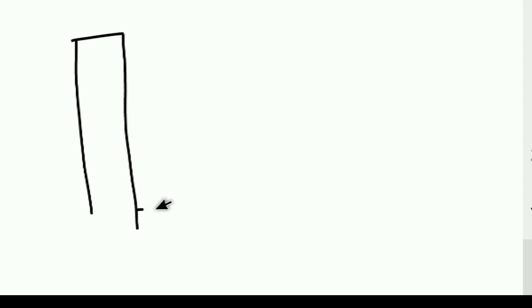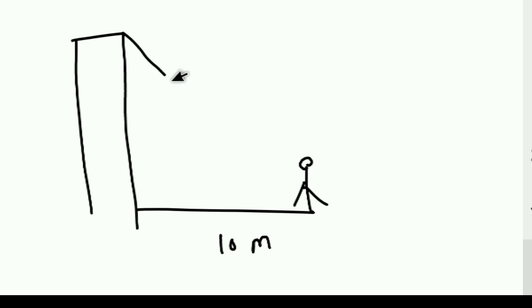So now you know the basic concepts of trigonometry. Now let's see the application of these basics. How can we apply them? For example, if you have a building here, and the distance between the building and the person is 10 meter, and the person is watching the top of the building at some angle. Let's say that angle is 30 degree.